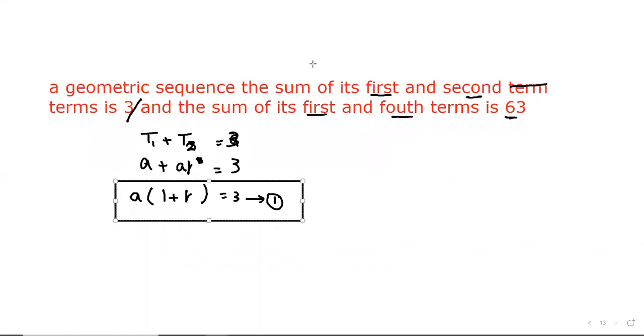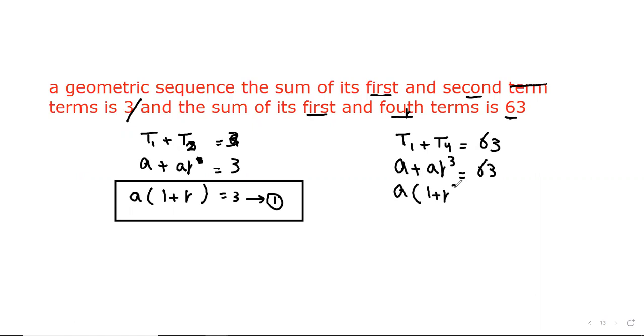Equation 2. The sum of the first and fourth terms is 63. So T1 plus the fourth term, T4, equals 63. T1 is A and T4 is AR to the power of 3, equals 63. We can take A as a factor, so you are left with A times (1 plus R to the power of 3) equals 63. That is equation 2.